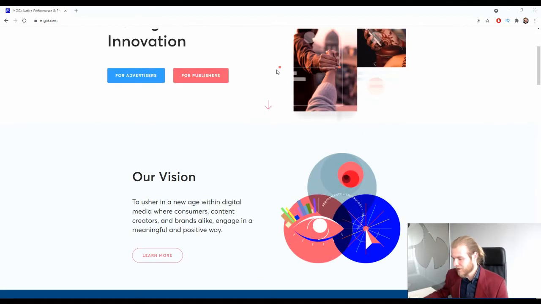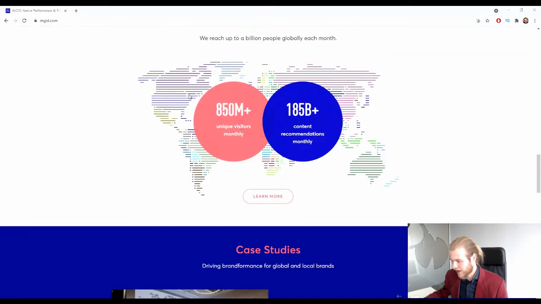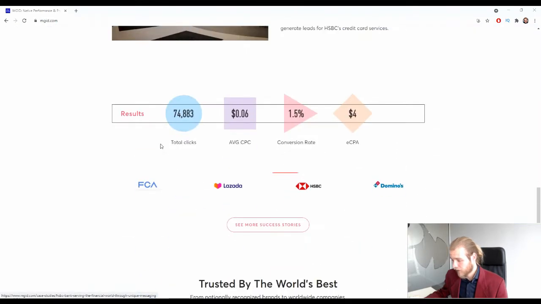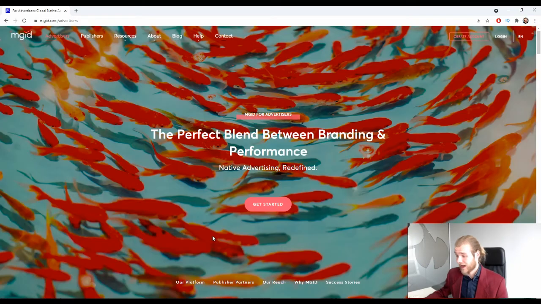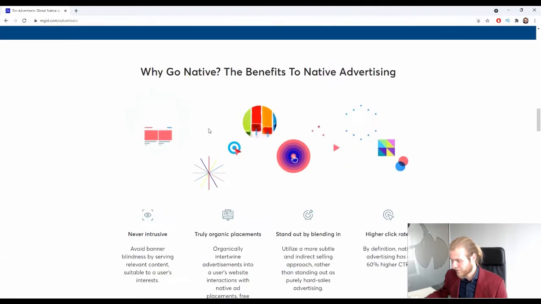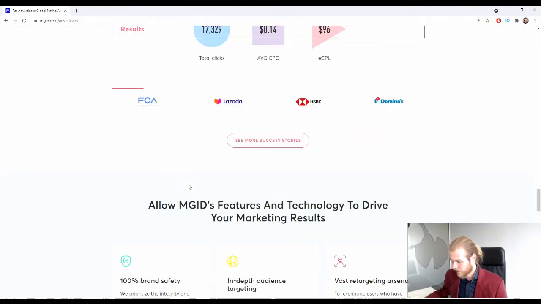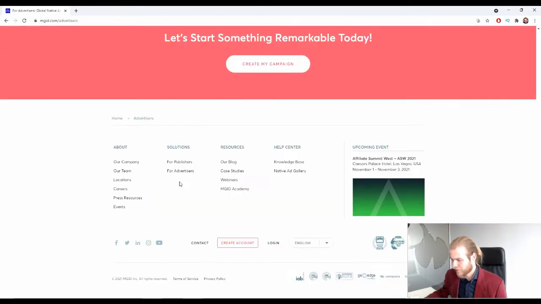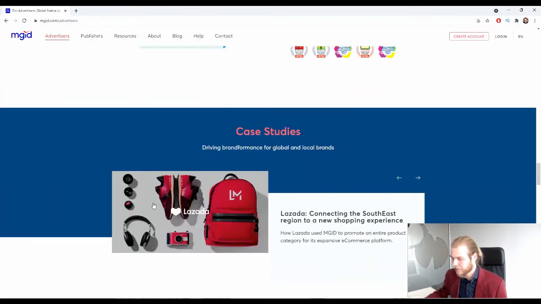Let's see if we can find some information on their homepage. So we have their vision, events, quite some traffic as you can see. But we are focused today primarily on the push traffic. So let's see if we can get some more intel about their push traffic. We see a lot of native. Why go native, right? But we are focusing on push. All right. So it's not weird that there's not a lot of information about their push traffic on their website, since it's a native platform.